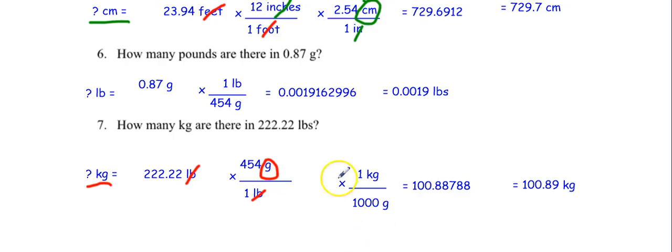So I took 222.22 pounds times 454 divided by 1,000. So this is what I get. I need 5 sig figs because I have 5 sig figs here. So 1, 2, 3, 4, 5. So I had to round up to 100.89 kilograms.